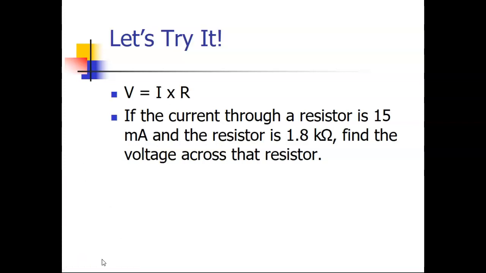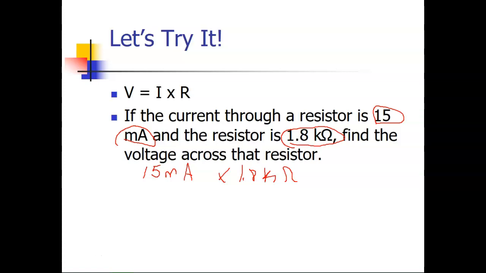let's walk through this first one together. We're given the formula V is equal to I times R. So if the current through the resistor is 15 milliamps and the resistor is 1.8 kilo ohms, what is the voltage across the resistor? Let's bring those down. So we have 15 milliamps multiplied by 1.8 kilo ohms.